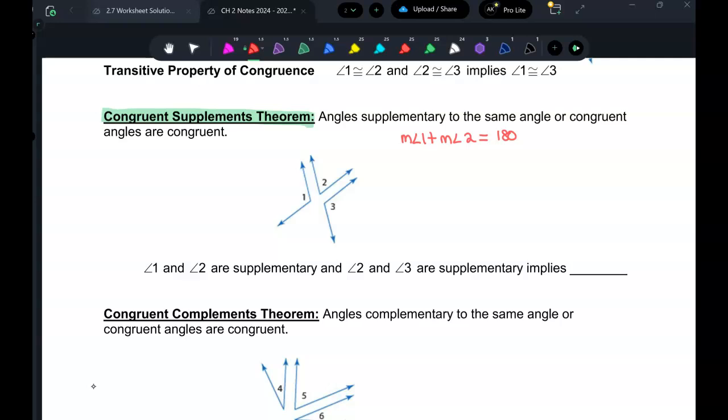Okay. Now what if I ignore angle 1? What if angle 2 and 3 also add up to 180? That means that angle 1 and 3... Oh, they're congruent. Yeah, 1 and 3 are congruent. That means angle 1 and 3 have to be the same.